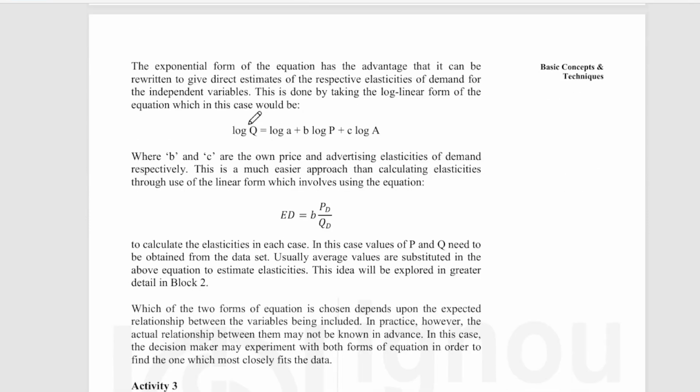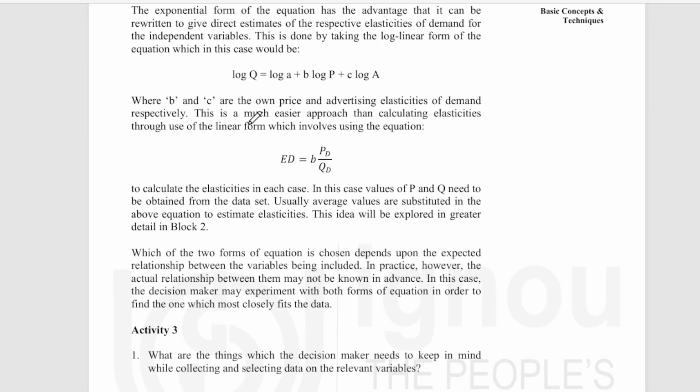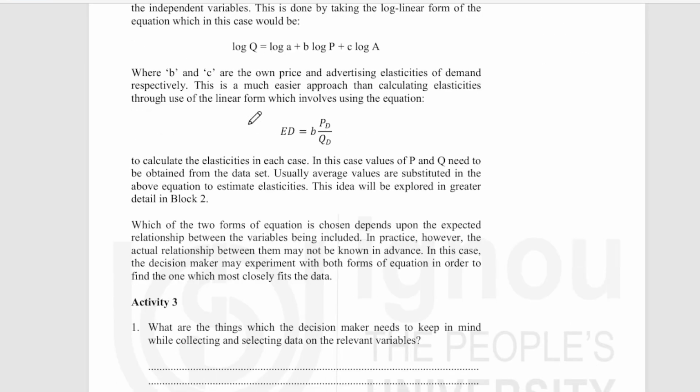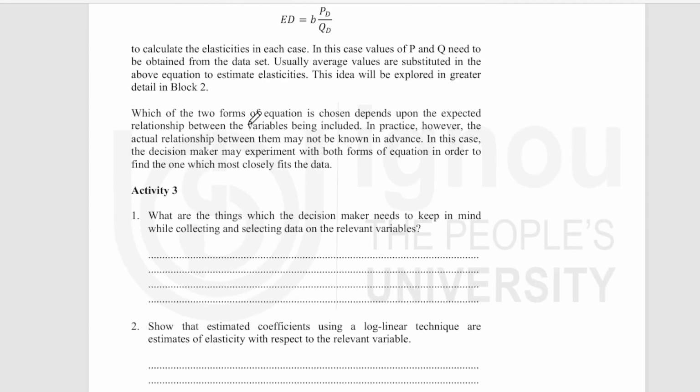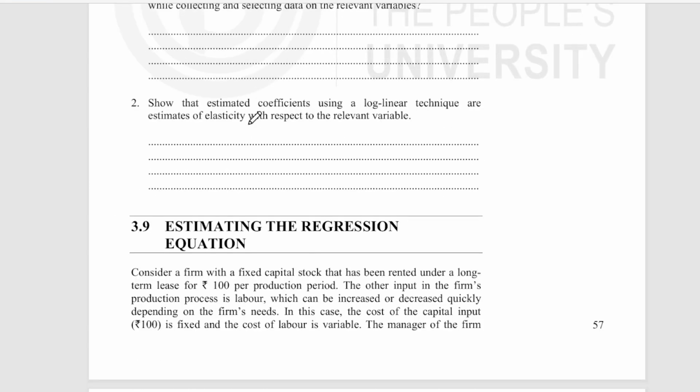The exponential form of the equation has the advantage that it can be rewritten to give direct estimates of the respective elasticities of demand for the independent variables. Here b and c, the small letters, are the price and advertising elasticities of demand respectively. This is a much easier approach than calculating elasticities through use of the linear form, which involves using the equation. To calculate the elasticities in that case, the values of P and Q need to be obtained from the data set. There is an activity here based on that, try to do it.